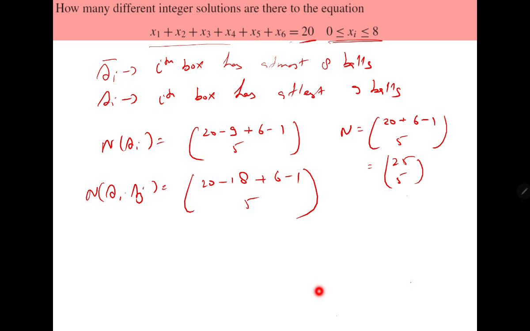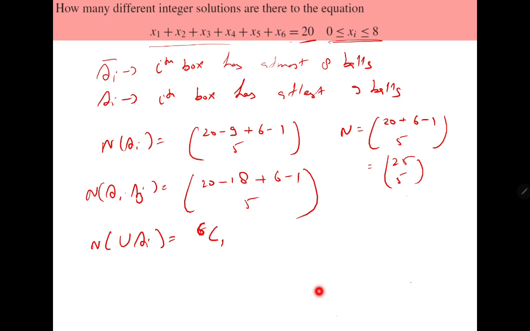Yes, because two boxes have at least 9 balls, so 18 are already placed, we put 9, and the remaining balls we distribute in all the boxes. And if I compute n of AI AJ AK, then it would be 0, because 20 minus 27 plus 6 minus 5, so it would be 0, and so on. It means that my n of union AI is S1, which is 5, which is 6C1, because 6 boxes are there.